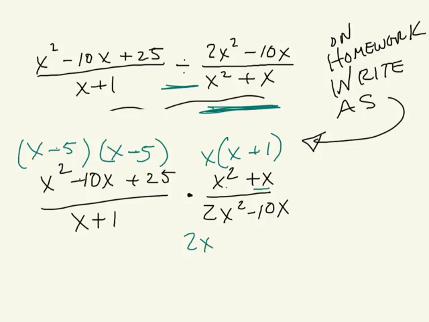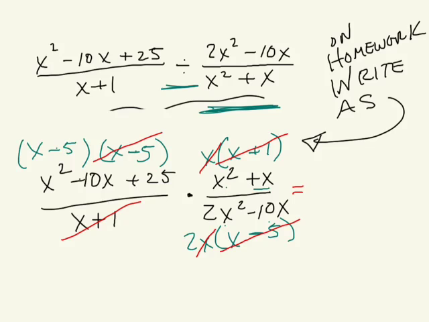We're going to factor a 2x out of this bottom one. 2x times x is 2x squared. 2x times a minus 5 is negative 10x. So we're getting ready to cancel. So we got this x minus 5 and one of those. We got this x plus 1 and this x plus 1. We got this x will cancel this x.